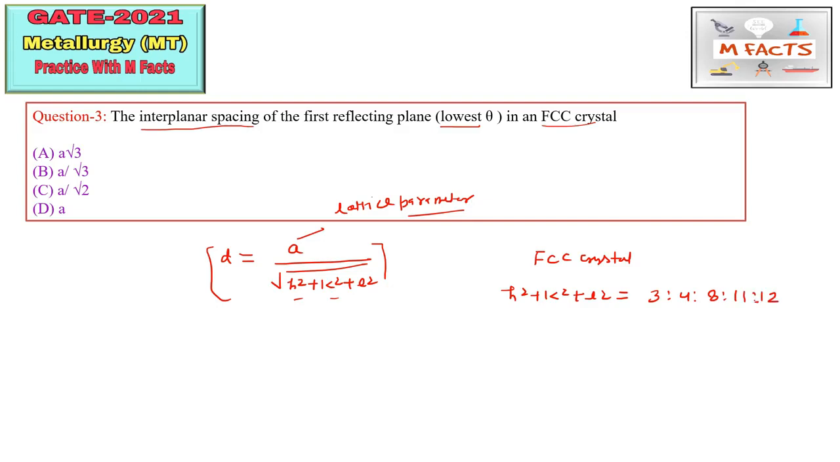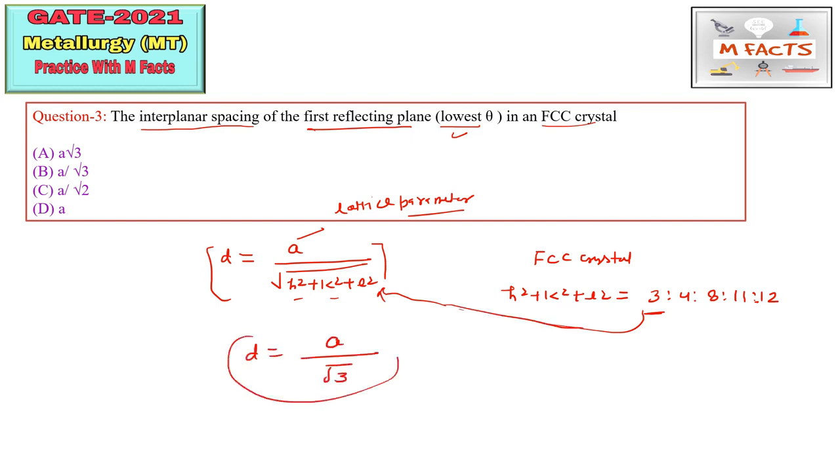Okay, so they are asking about the first reflecting plane, that is lowest theta. So the first reflecting plane is 3, so we will put this h square plus k square plus l square value here. Okay, so d is equal to a by under root of 3. So this is the correct answer for this question. So a by root 3 is correct. B is the correct answer for this question.